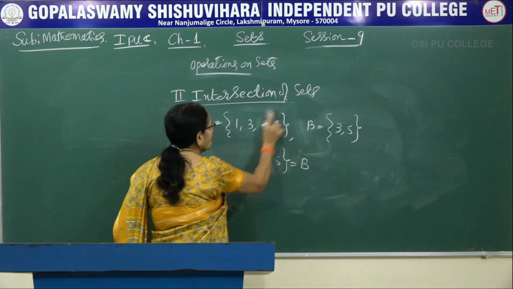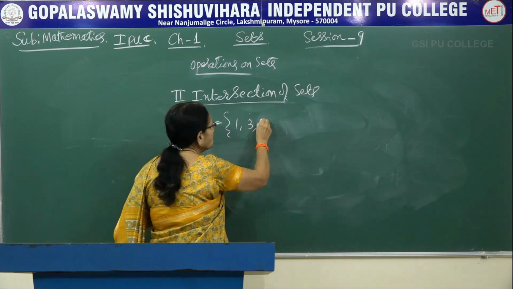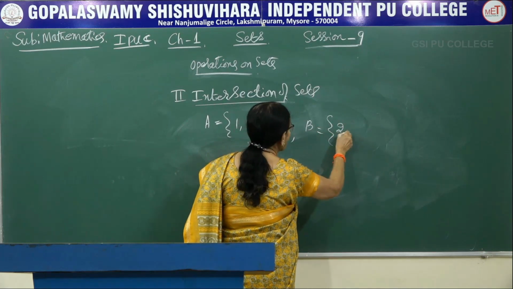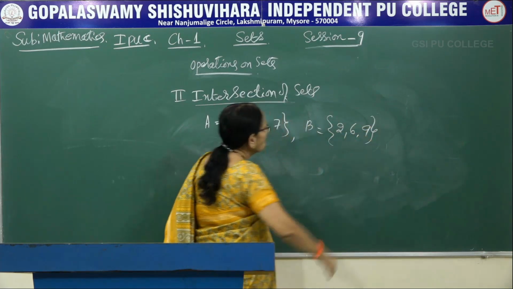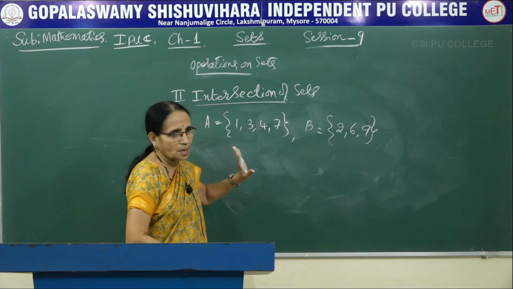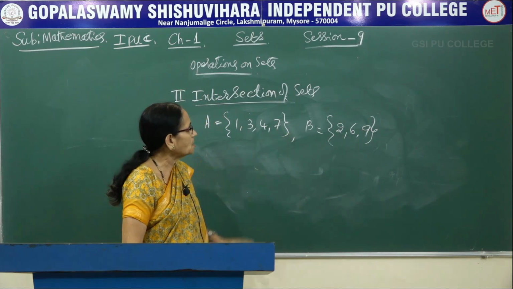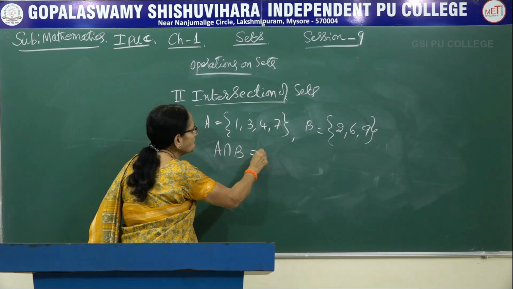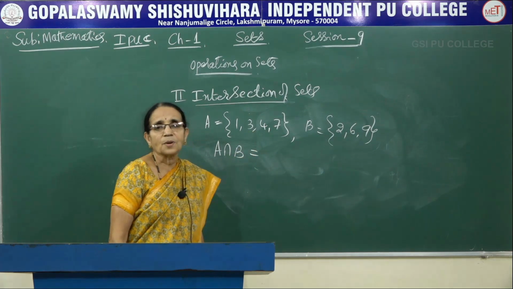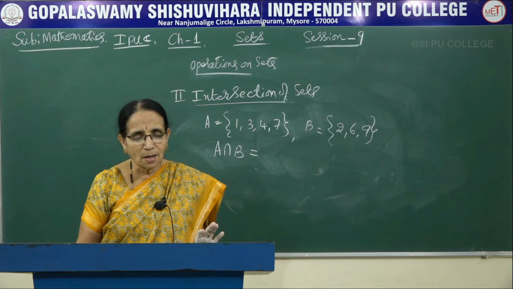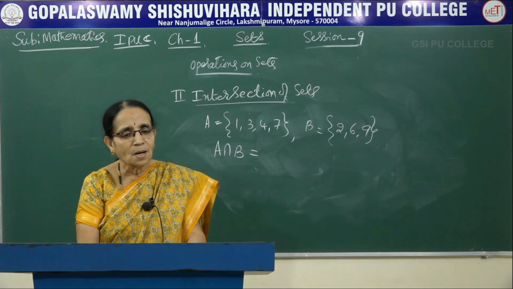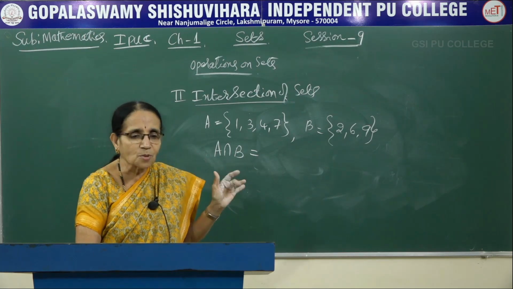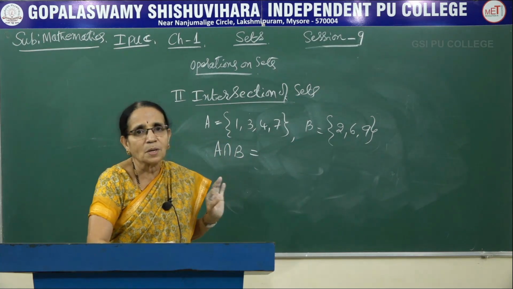Now take one more example. Look here, A is 1, 3, 4, 7, it contains 4 elements, B is containing 3 elements: 2, 6, 9. Now suppose I ask you to find A intersection B. What's the definition of A intersection B? There should be some elements which are common, isn't it? The elements should be common. We pick only those elements which are present in A as well as in B. Look here, is there any common element here?